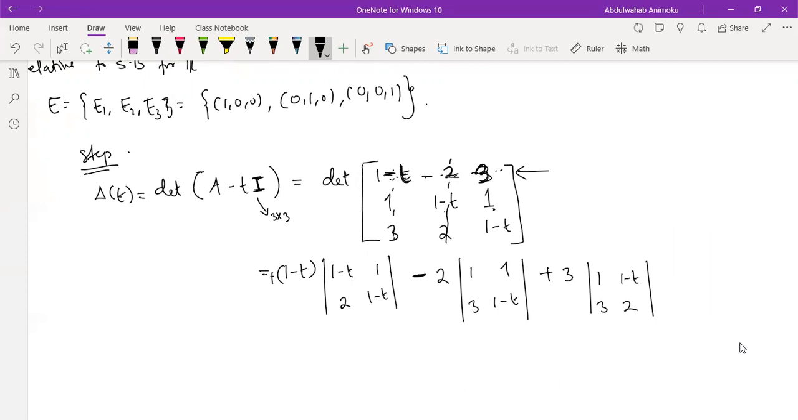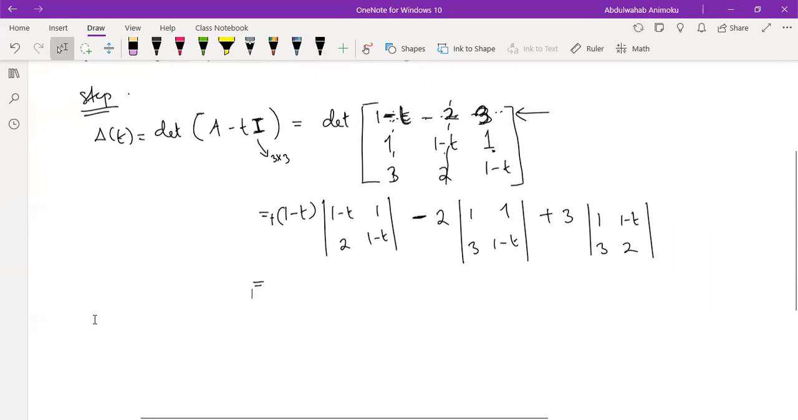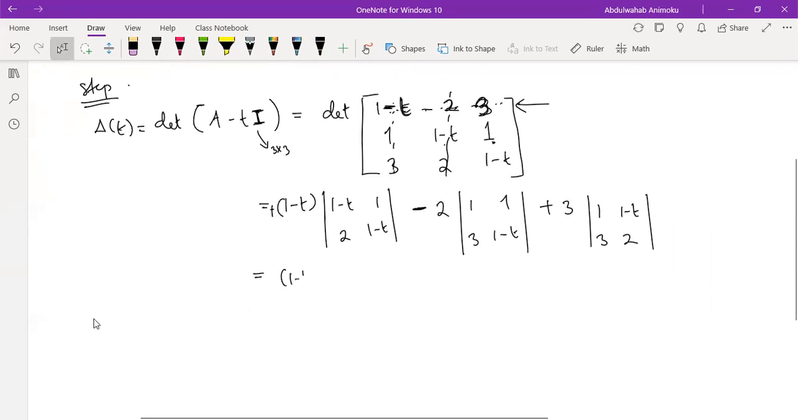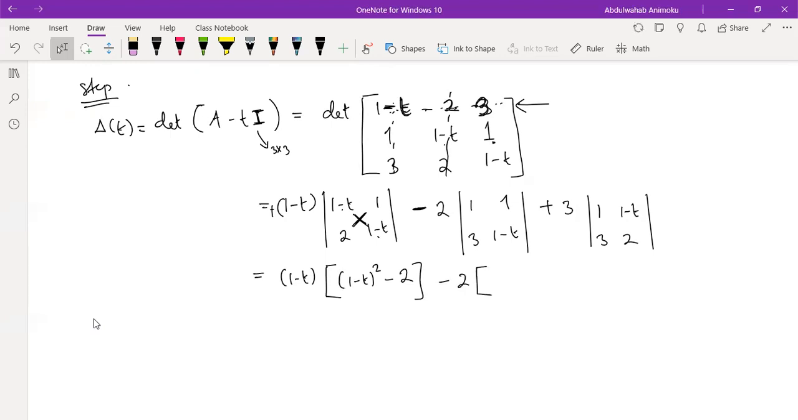Now we need to compute this. So let's do a little bit of computation here. Here we have 1 minus t. And the determinant of this 2 by 2 is just the diagonals multiplied together minus the other diagonal. So we have 1 minus t times 1 minus t, then minus 2 times 1. The next one will be minus 2. The determinant of this would be 1 times 1 minus t, which is 1 minus t, then minus 3 times 1, which is 3. Then lastly, we have 3 multiplied by the determinant: 2 times 1, which is 2, then minus 3 times 1 minus t.